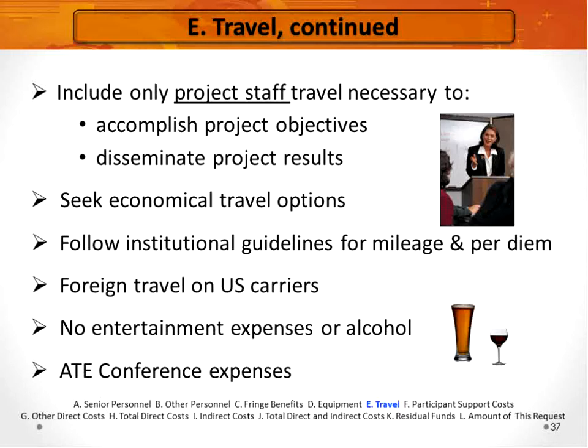And if your project objectives require foreign travel, you must travel on U.S. carriers if they're available. And for the purposes of budgeting, travel to Canada, Mexico, and Puerto Rico are considered domestic travel. And this travel line is also where you would budget as new PIs to attend the National ATE Principal Investigators Conference, which is held each October. And it's a good idea to include funds for at least 2 team members and up to 5 to attend the annual ATE PI conference.